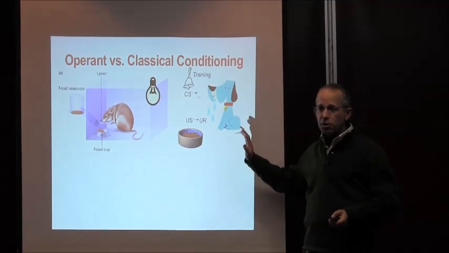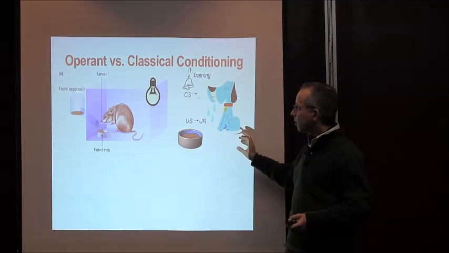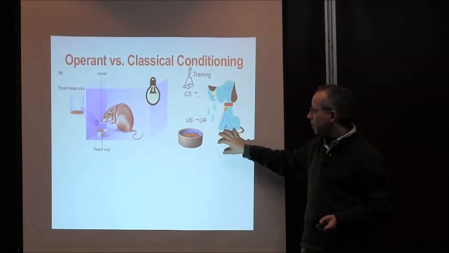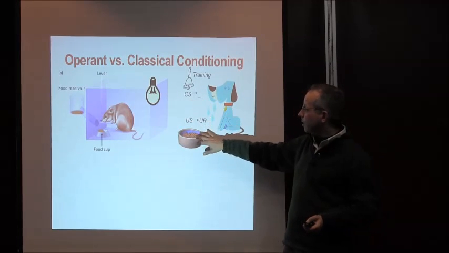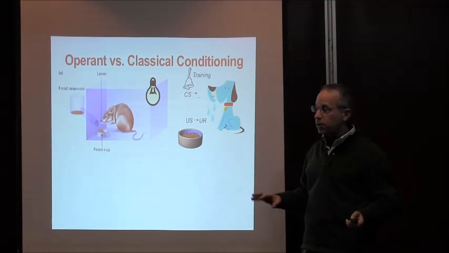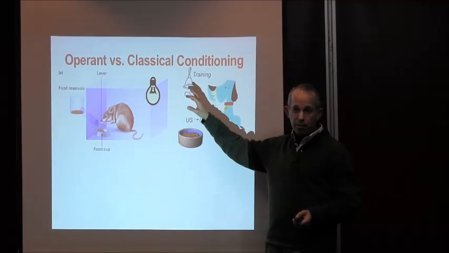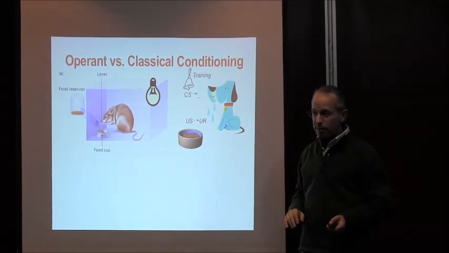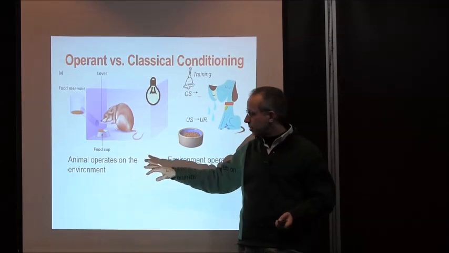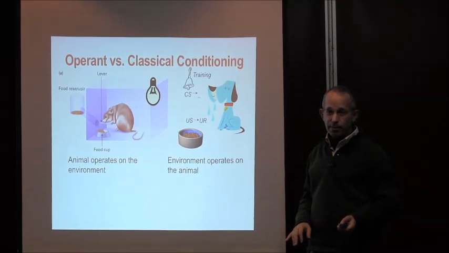Okay? So let's just talk about the difference between operant conditioning and classical conditioning. So in classical conditioning, if you remember, there's a stimulus, in this case the tone, that is followed by the food, and the animal learns the tone-food association. The behavior of the dog, whether it salivates or not, has no effect on whether or not the food is presented. So the key difference is that in operant conditioning the animal operates on the environment. And here, in classical conditioning, the environment operates on the animal.